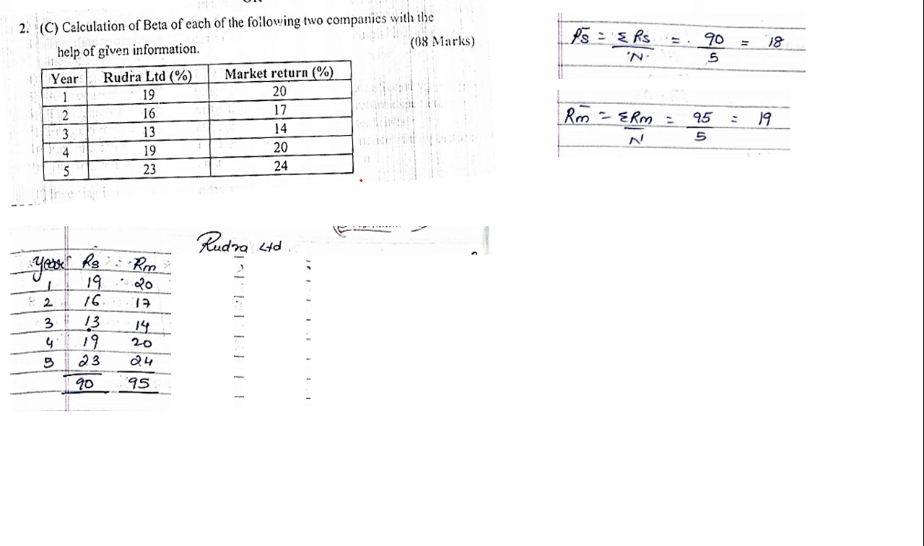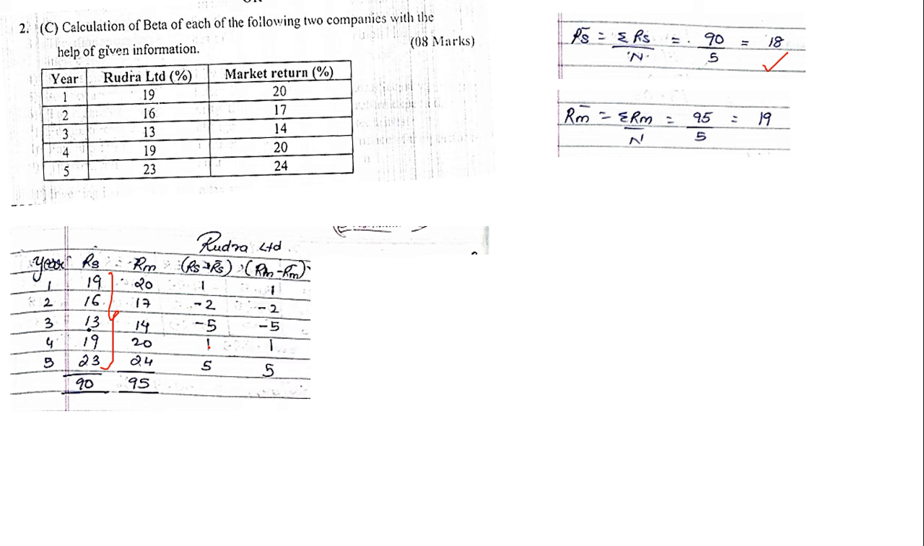Once you have got these two averages, the next column is RS minus RS bar. So 19 minus 18, 16 minus 18, 13 minus 18, 19 minus 18 and 23 minus 18. We get the respective values as 1, -2, -5, 1 and 5. Similarly, we need to find it for RM. The next column will be RM minus RM bar, with all the values of RM one by one minus RM bar. So 20 minus 19, 17 minus 19, 14 minus 19, 20 minus 19 and 24 minus 19. We get the values as 1, -2, -5, 1 and 5.